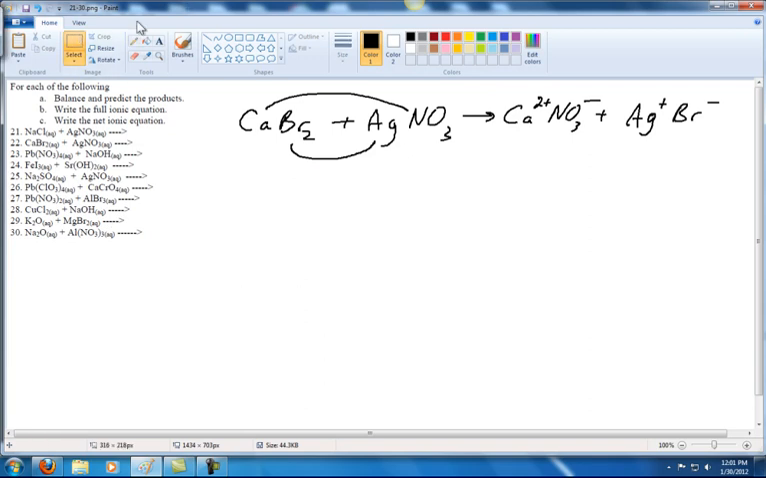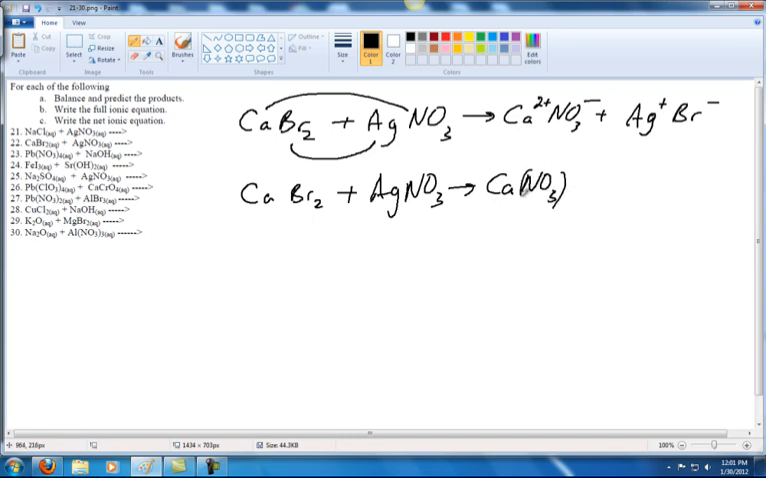Alright, so the next thing we're going to do is put all this together and figure out what compounds we're actually getting out of this. So it'll be CaBr2 plus AgNO3, and then we've got Ca2+ and NO3-. What I have to do is ask myself, how many of each of these groups do I need to make this a neutral compound? Since I've got a 2 plus here and a 1 negative here, you would need two of these NO3 negatives to balance out the +2 charge on the calcium. Here we just need one of each of the silver and the bromine.